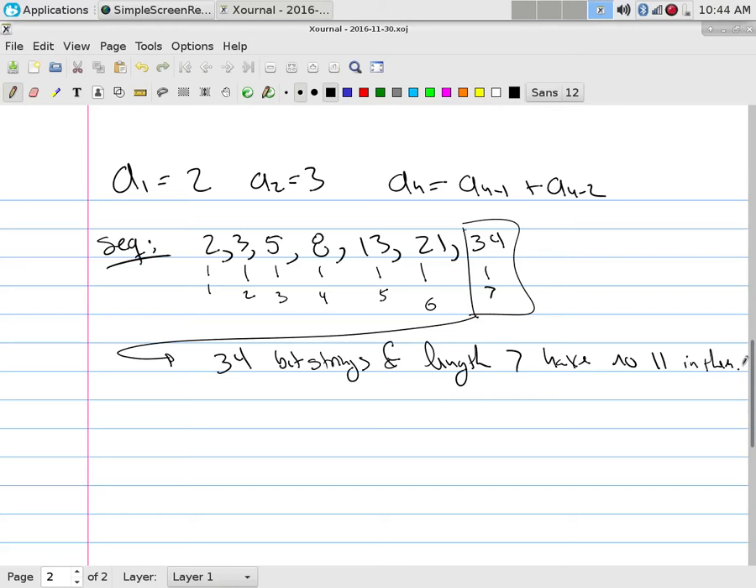Could you count the number for 100? What would I have to do? Do the sequence until I'm out to 100. How many bit strings of length 1,000? I'd have to do the sequence out to 1,000. How many bit strings of length 1,000,000? I'd have to do the sequence out to 1,000,000. How many people start to think that's a little annoying, that I have to keep adding until I get out to 1,000,000 just to tell you what that one number is?